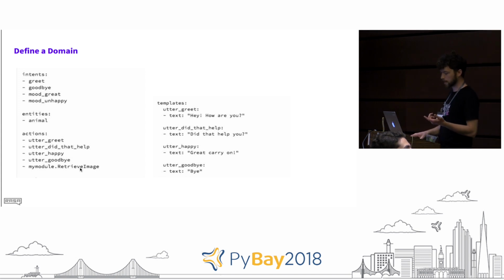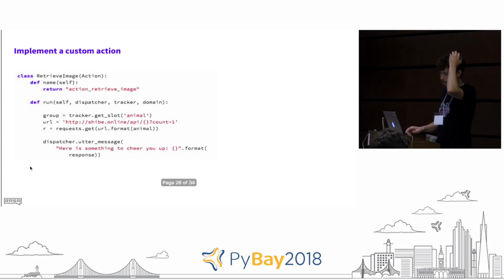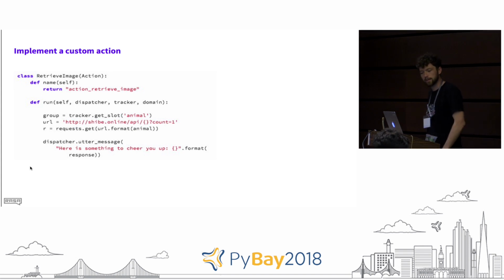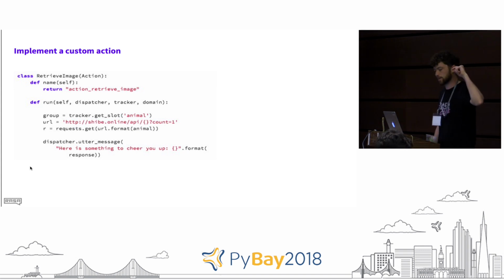Cool. So then you define a domain, and then in your actions, the custom actions that are actually functions, or classes, you just provide the path to them so that the Python interpreter can find them and execute them. And here's what the custom action would look like. You define it as a class, retrieve image. It needs two methods: name, which is the name that you have in the training data, and run, which says go do the thing, and report back what you found. In this case, we're just using requests. We do a request.get, grab the animal that the person asked for, and go to this Shiba Inu API and fetch exactly one image, and then send it back to the user. Here's something to cheer you up.